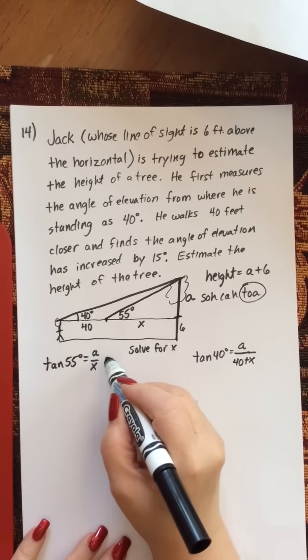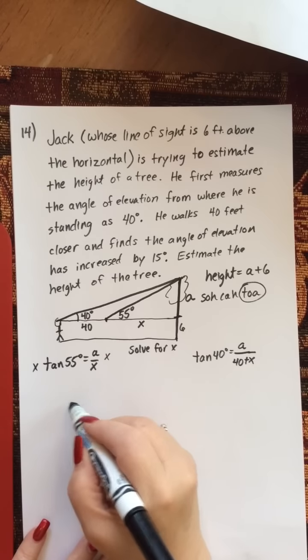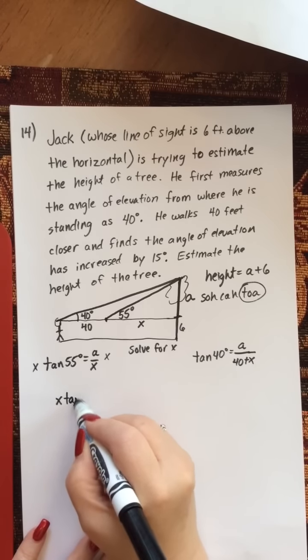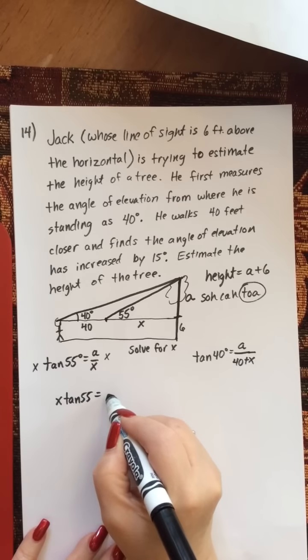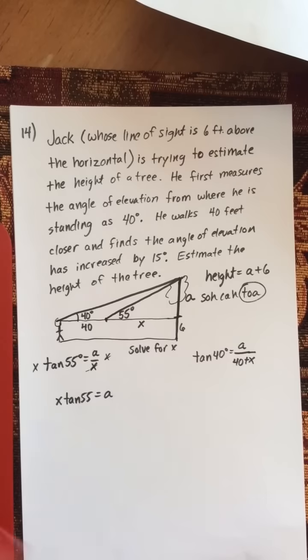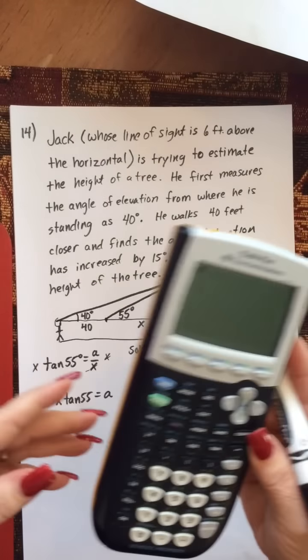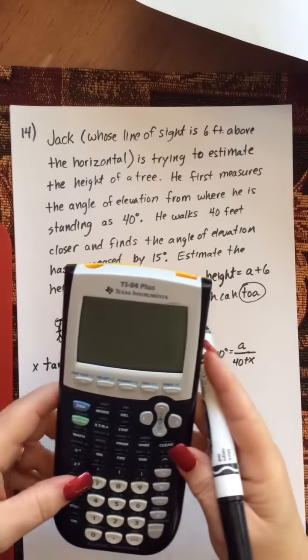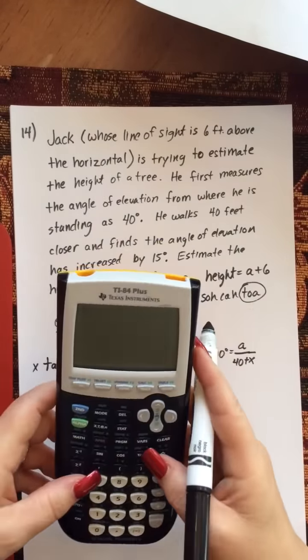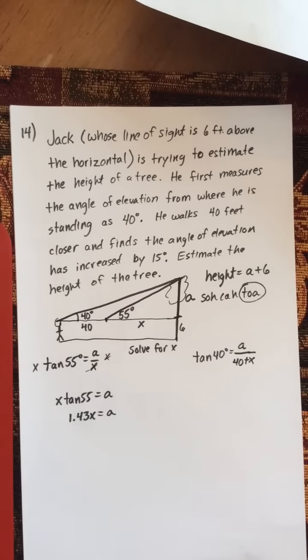So on this one, all I do is multiply both sides by X. So I get that X times the tangent of 55 is equal to A, because here the X's would cancel out, okay? What is the tangent of 55? Let's go ahead and figure that out. Let's double check, make sure we're still in degrees. Yeah, I'm in degrees. So I just say tangent of 55, it comes out to be about 1.43. So 1.43 X is equal to A, okay?